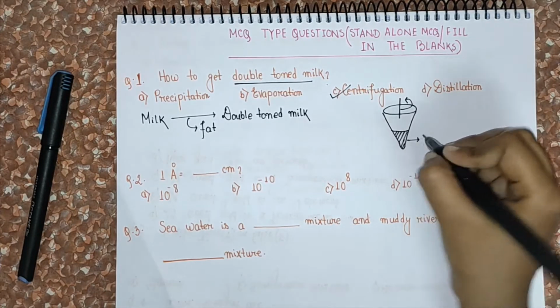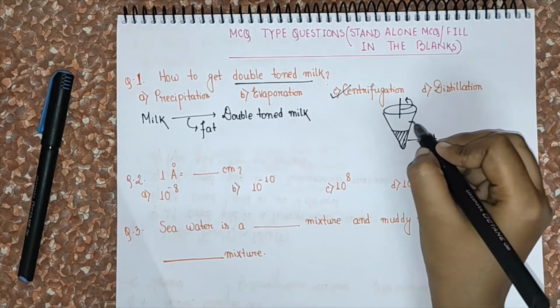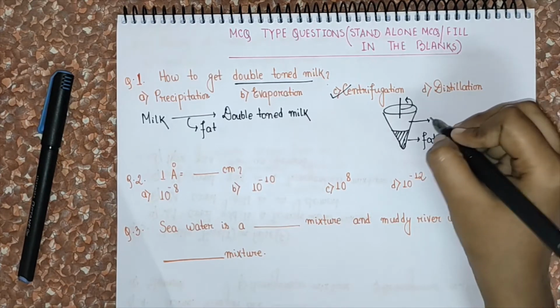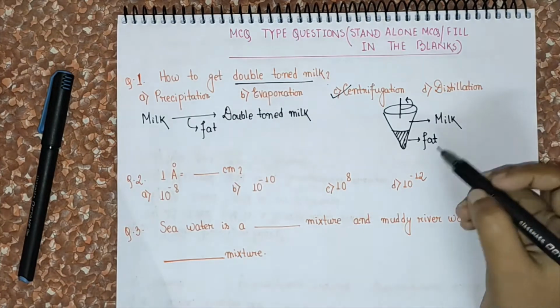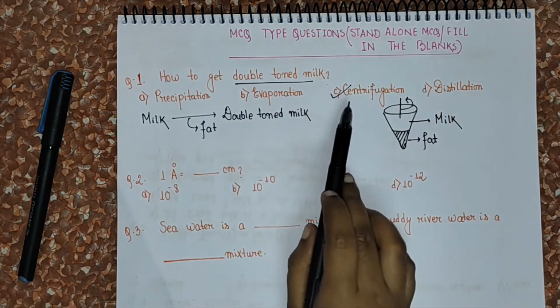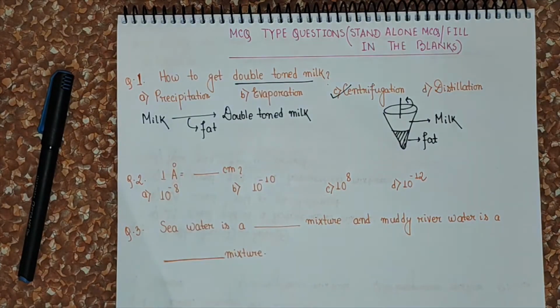So the fat particles will be at the bottom of the container, and in the upper portion, what will we get? We will get the milk only. So in this way, through the centrifugation technique, we can get double toned milk from normal milk.